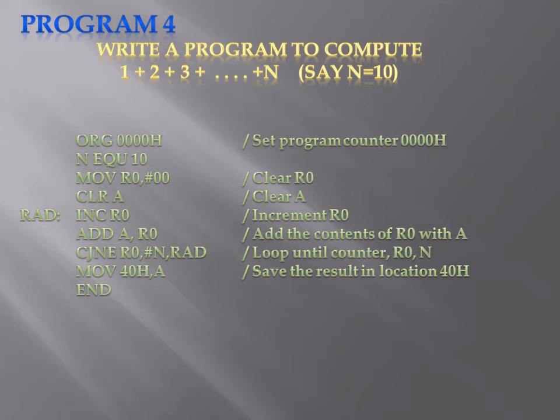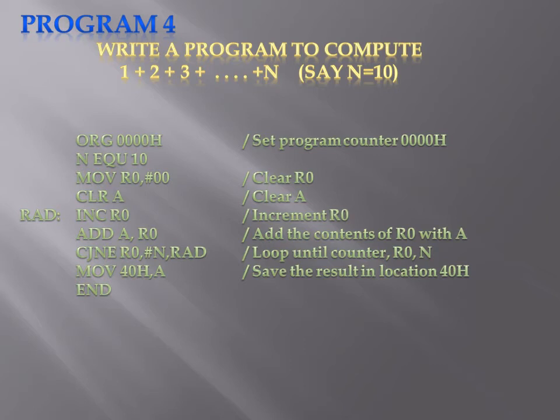Then we move R0, #00. We load the contents into R0 as 00, initializing the R0 register with 00. Then we clear A, the accumulator. When the accumulator is cleared, we start a loop. The loop address is RAD. Then we increment R0, and we add this R0 to the accumulator. The accumulator was 00. Now if I increment R0, it will be 1, so 1 will be added to the accumulator.